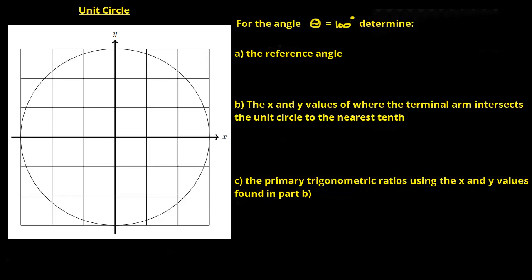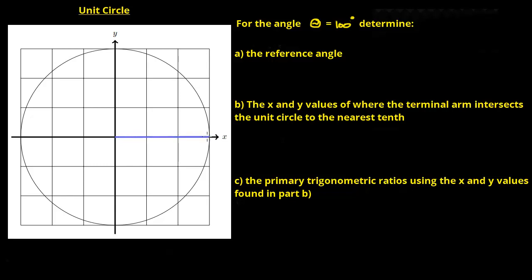Hi everyone, in this video we are told for the angle theta is equal to 100 degrees, determine the reference angle. We want to find the x and y values of where the terminal arm intersects the unit circle to the nearest tenth, and we're also asked to determine the primary trigonometric ratios using the x and y values found in part B. So the first thing that we're going to do is draw an angle of 100 degrees on the unit circle.